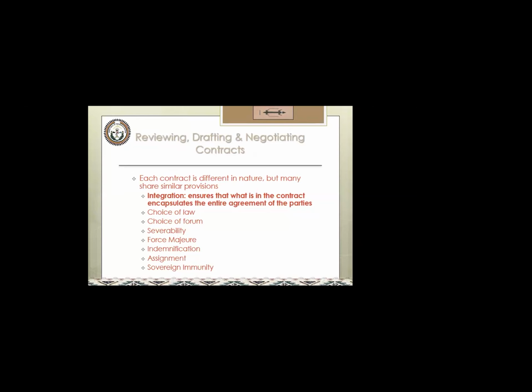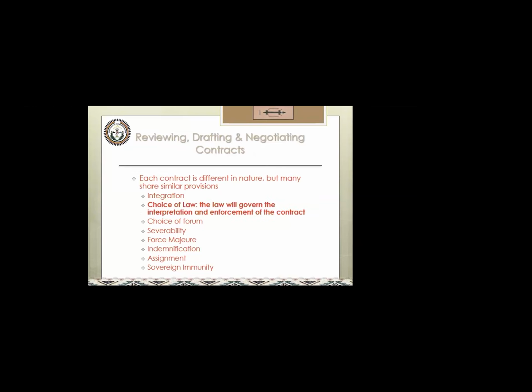Number one, integration clause. You'll see this in a vast majority of contracts. An integration clause ensures that what is in that contract encapsulates the entire agreement of the parties. So when you see that provision in the contract and it reads that this contract constitutes the entire agreement between party A and party B, what that means is that if it's not in that contract, it's not part of the agreement, right? That's what the integration clause does.